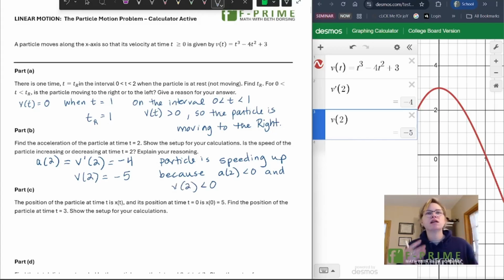You don't have to say less than 0. You can use the word negative if you want. This is just the mathematically accurate way of communicating this. All right, let's keep going.